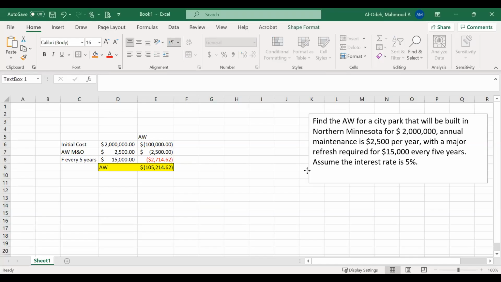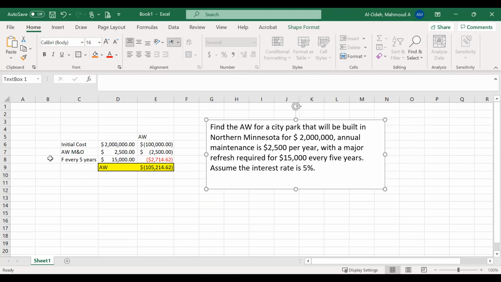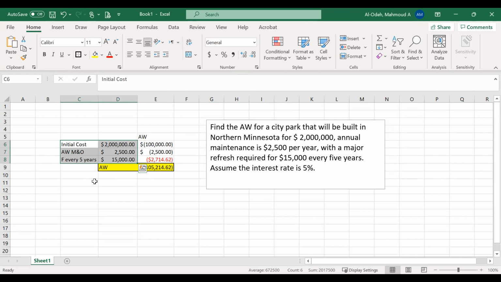All right, so as you see, this is the question. What we did here, as you see, I like to summarize my question in symbols. So I have three rows. One for the initial cost, 2 million. Another one, annual worth for maintenance and operational cost, and 15,000 for every 5 years.